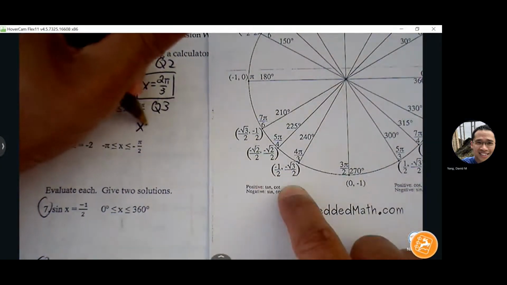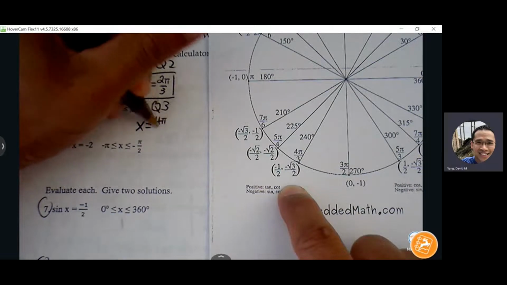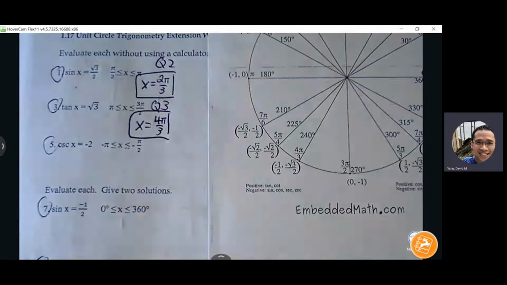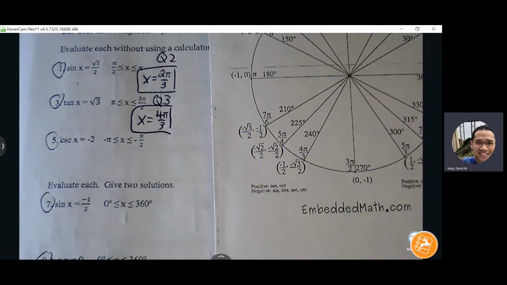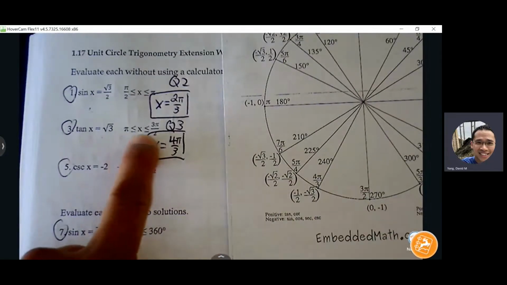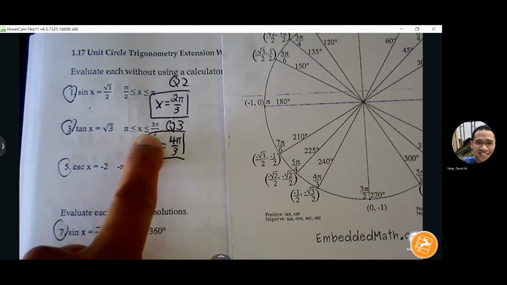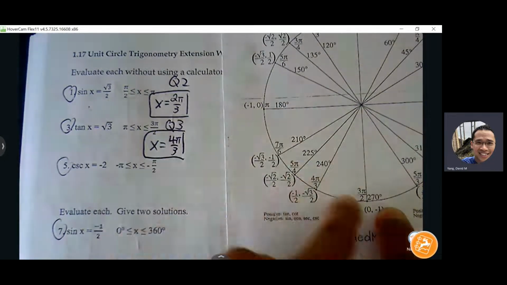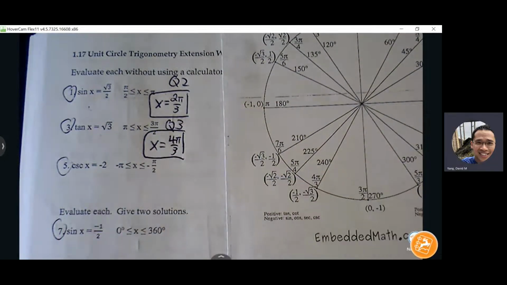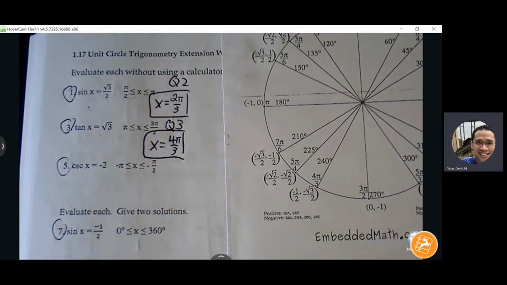So we're kind of going backwards a little bit. We're given the ratio and we're trying to work backwards to figure out what the radian or the degree measure is. How do you figure out it was? Okay. It says x is between pi and 3 pi over 2. So pi is here, 3 pi over 2 is here, so between pi and 3 pi over 2 is the third quadrant. Okay, any other questions?